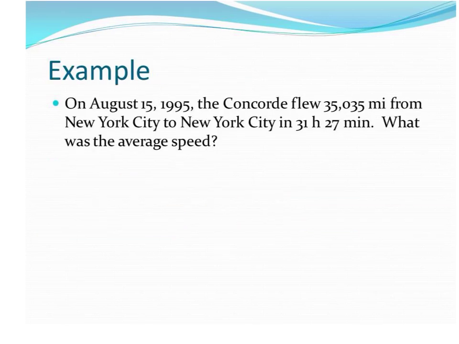So on August 15th, 1995, the Concorde flew 35,035 miles from New York City to New York City in 31 hours and 27 minutes. What was its average speed? Well, anytime that I hear a distance and a time and a speed, I always think of D equals RT. So if you know of a formula this fits into, you might just go straight to that formula. Now, it says what's the average speed, so if I solve this for speed, which is my rate, so rate equals distance over time.